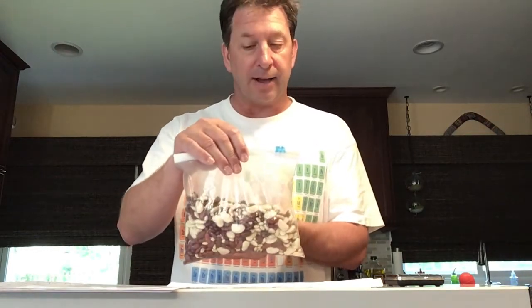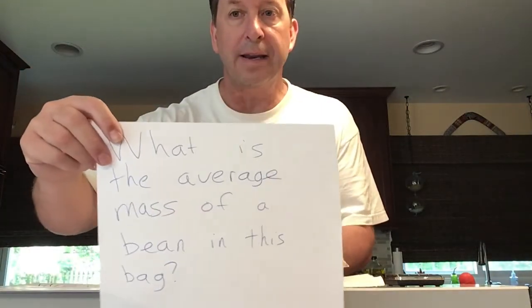The best way we're going to do this is to make an analogy. The analogy is that we're going to use beans as different kinds of isotopes of the same element. Isotopes being the same element but different masses. So our goal today is to figure out what is the average mass of the bean in the bag.